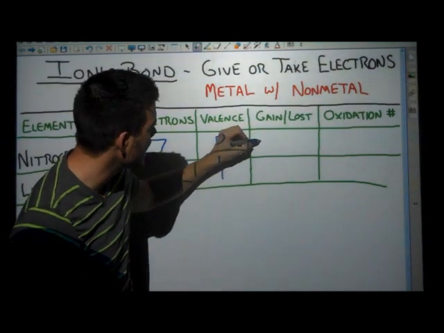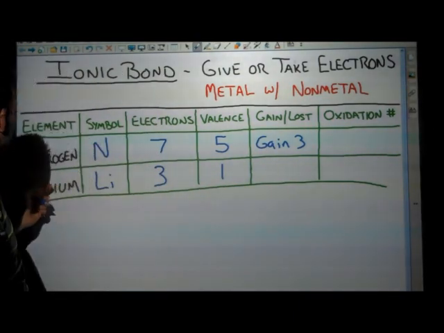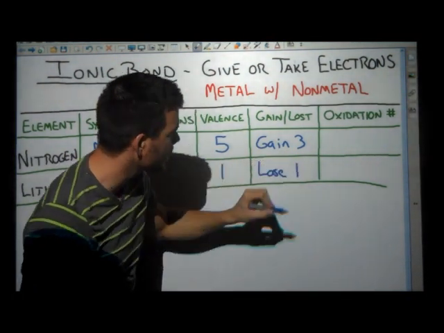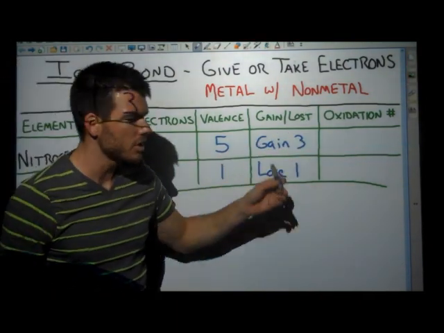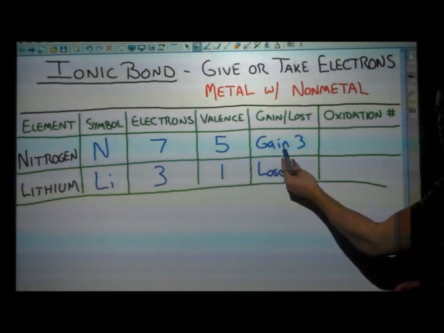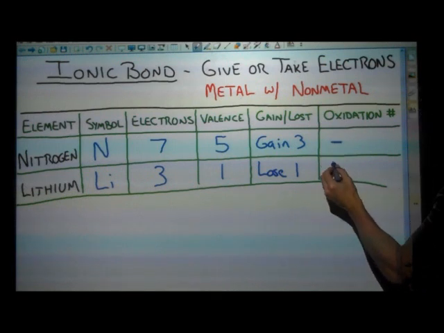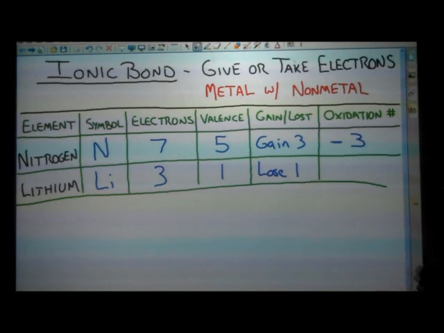Nitrogen is going to try to gain 3 electrons. Remember, it's trying to get to 8. Lithium is going to go ahead and lose its 1 electron. That way it can drop down to 2 in the outer shell and be like helium. The oxidation number is a little tricky for some students. Remember, if you're gaining electrons, you're adding more negative charge. So, since you're gaining, you're going to become more negative, and more negative by 3. If you're losing electrons, you now have more protons than electrons, and you will become positively charged. In this case, positive 1.